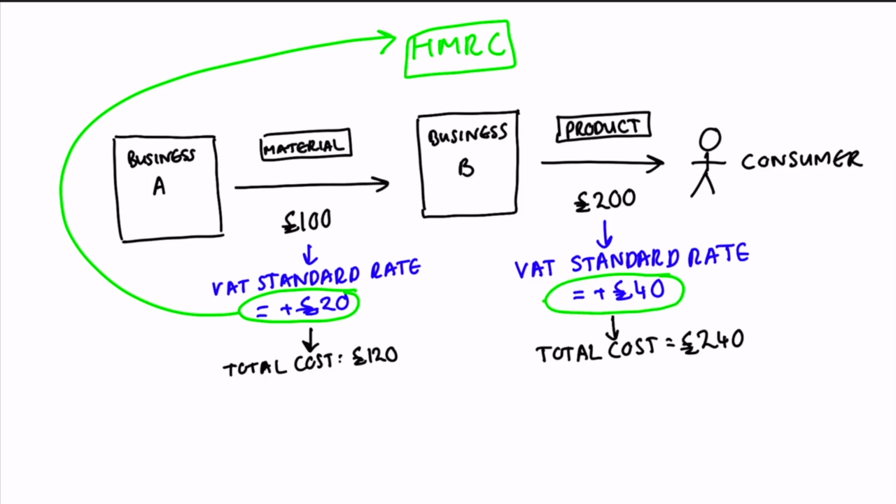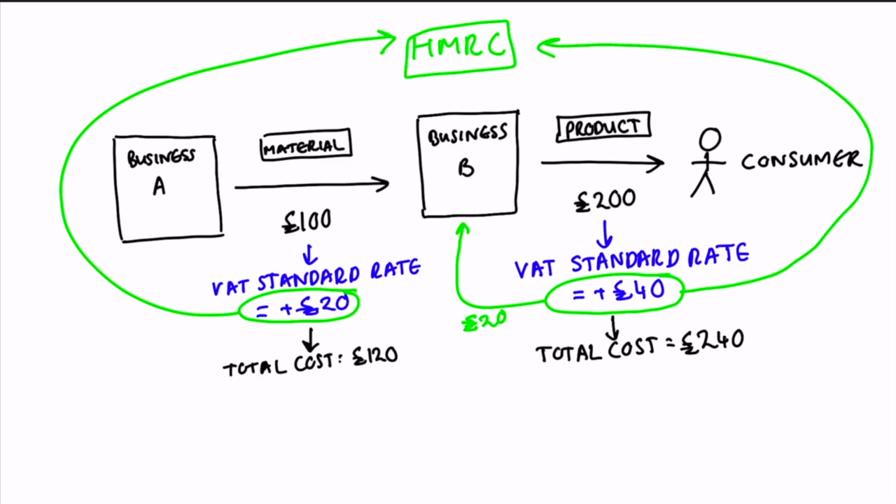Business B has paid VAT of £20, but when it is paid VAT of £40 by the consumer, it keeps £20 of this for its own VAT costs that it paid when it bought the material and pays only the difference to HMRC. This means that Business B has not taken any of the burden of the VAT, as it has recovered the £20 that it paid from the consumer. It is only the consumer that takes the burden of the VAT.